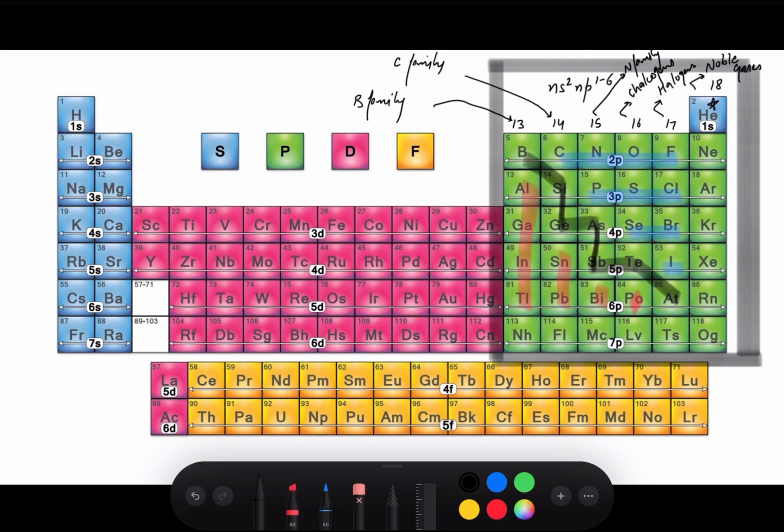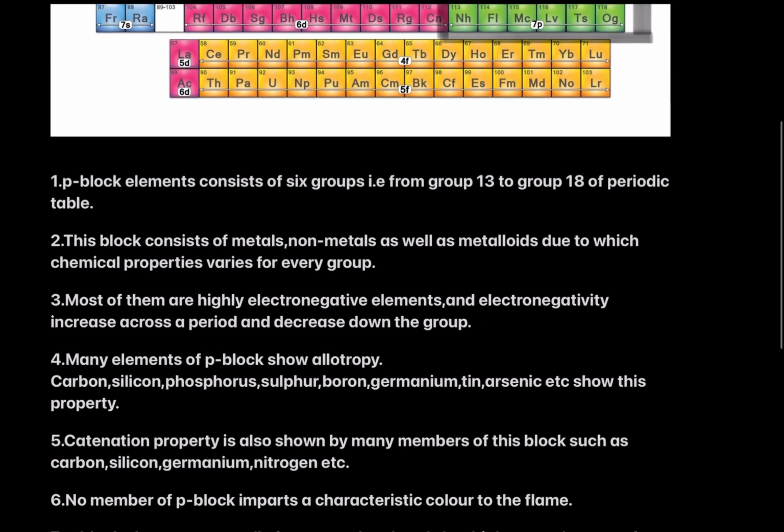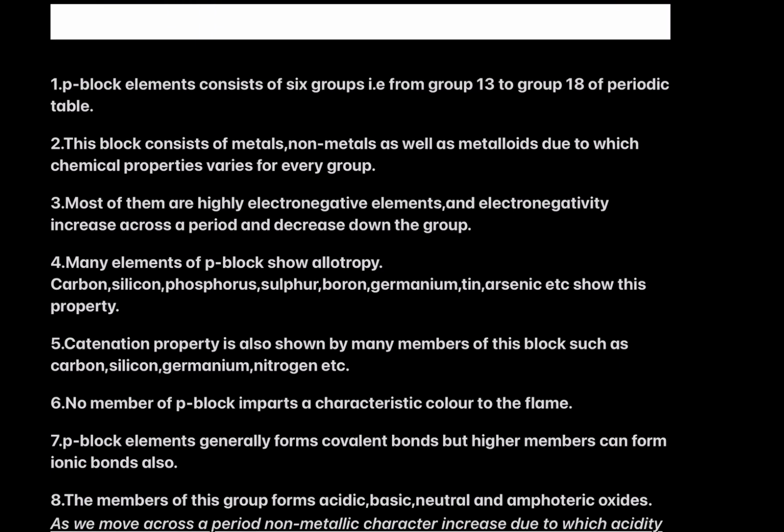Now let's come back to the points. The point number 3. Most of them are highly electronegative elements, and electronegativity increases across a period and decreases down the group, as electronegativity is dependent on the effective nuclear charge, and these trends we are going to discuss in the next lectures. Now let's come to the fourth point.